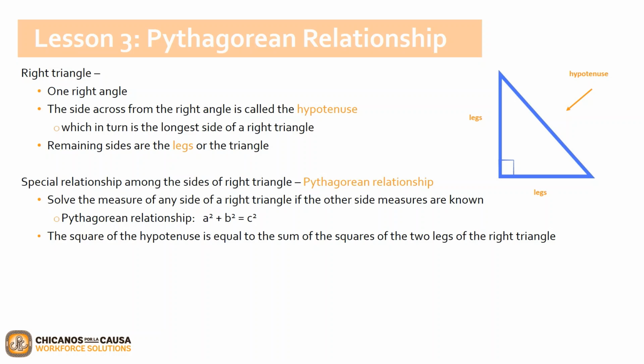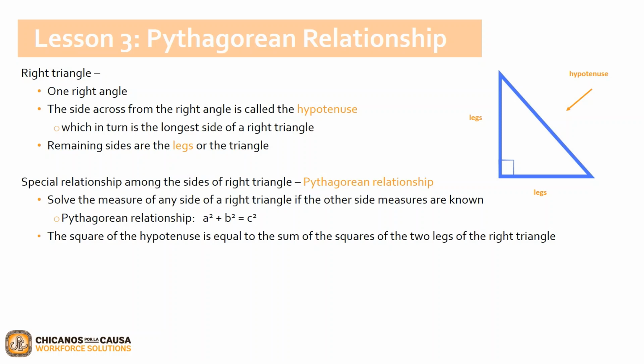With the right triangle, the side that is across from the right angle is called the hypotenuse. The hypotenuse is the longest side of the right triangle. The remaining sides are the legs of the triangle. There is a special relationship among all three sides, the legs and the hypotenuse. This relationship is called the Pythagorean relationship. So with the Pythagorean relationship, you are able to solve the measurement of any side of a right triangle if the other sides are known.